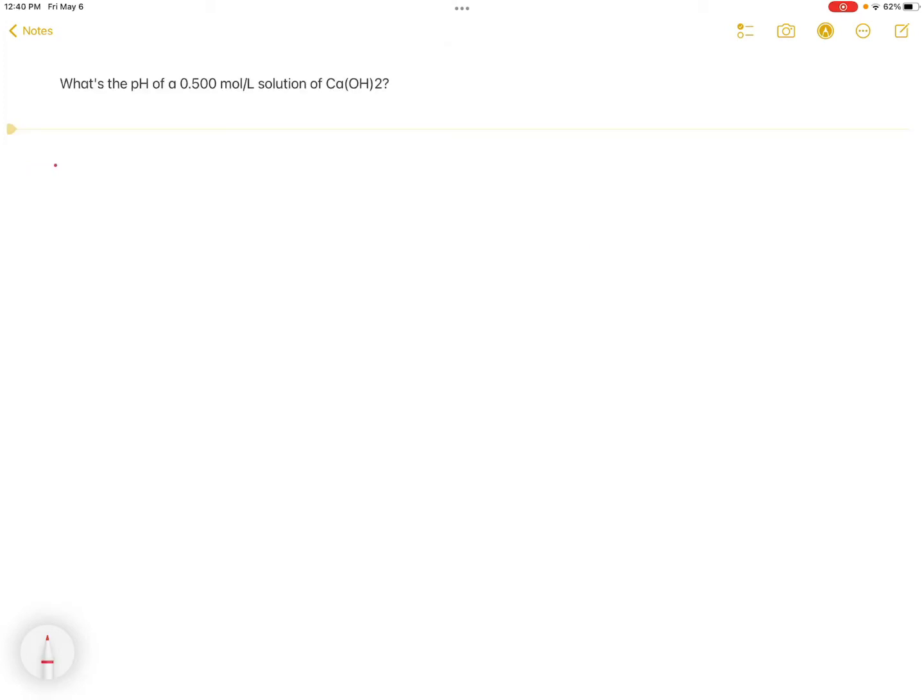So this problem reads, what's the pH of a 0.500 moles per liter solution of calcium hydroxide? So the first thing that we do according to the pathway is get the concentration, but we see that we actually have the concentration. So when I look at the first step of the pathway, I can just write concentration and then put a little check mark. Now, the second part is to develop an ionization equation in hopes of getting H+ or OH-.